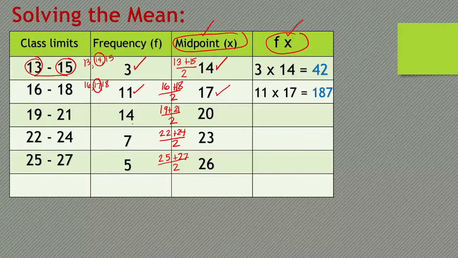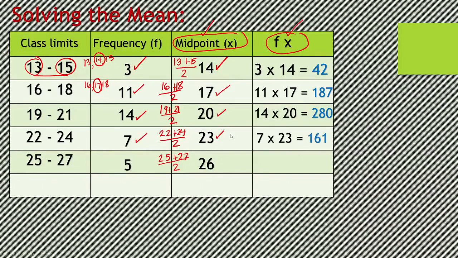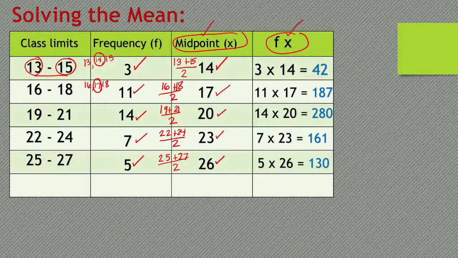187. What about 14 times 20? 280. What about 7 times 23? 161. What about 5 times 26? 130.